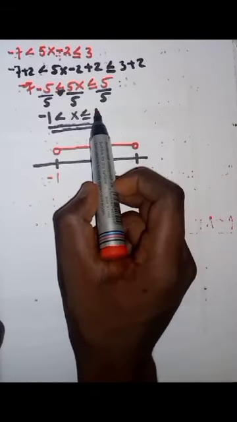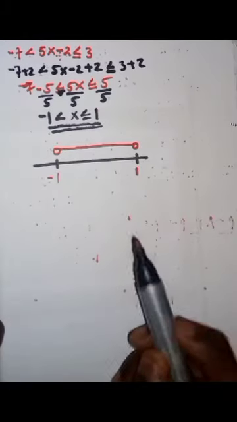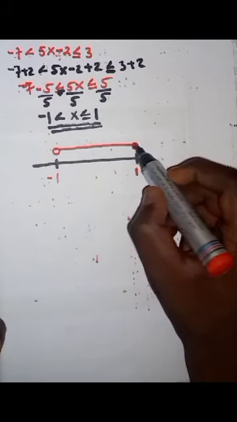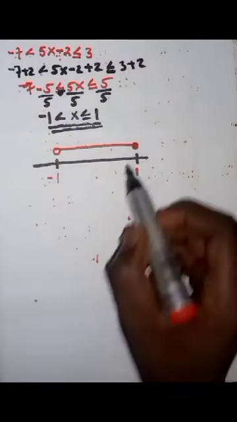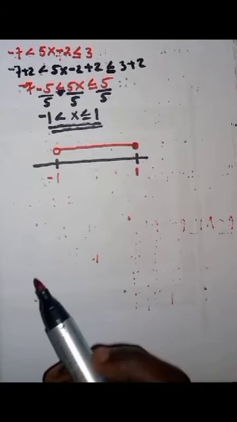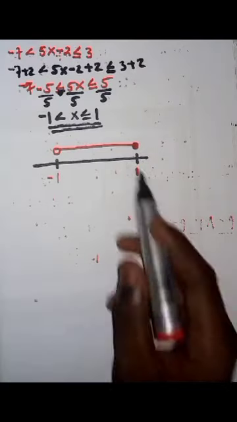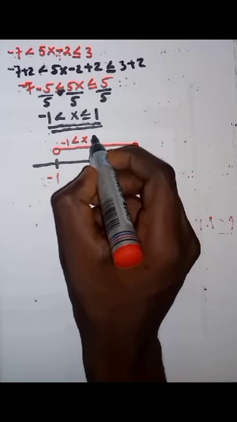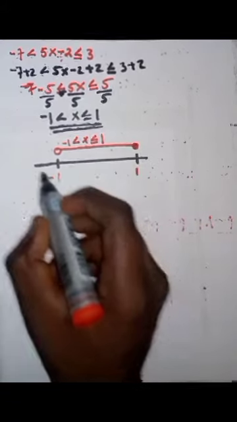Now let's keep in mind that they said less than or equal to 1, which means 1 is also a solution. So I'm going to shade this circle, because 1 is as well a solution. So this is the inequality which I have put on the number line. This is just the region -1 less than x less than or equal to 1. Great. So this is it.